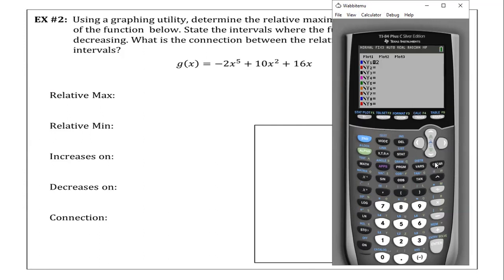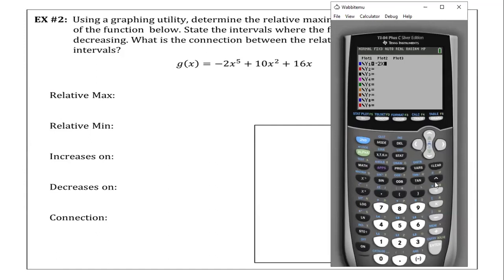So we would graph -2x to the 5th. Okay, so now I have my equation in. I'm going to go to graph and let the graph do some thinking. Oh no, it's taking forever because my graph is old.